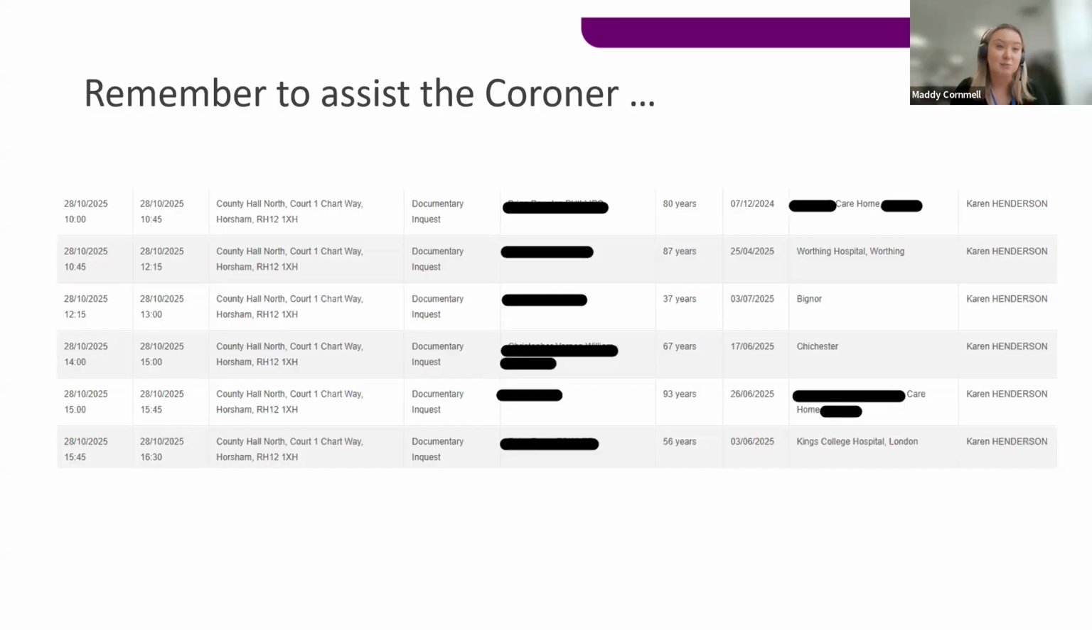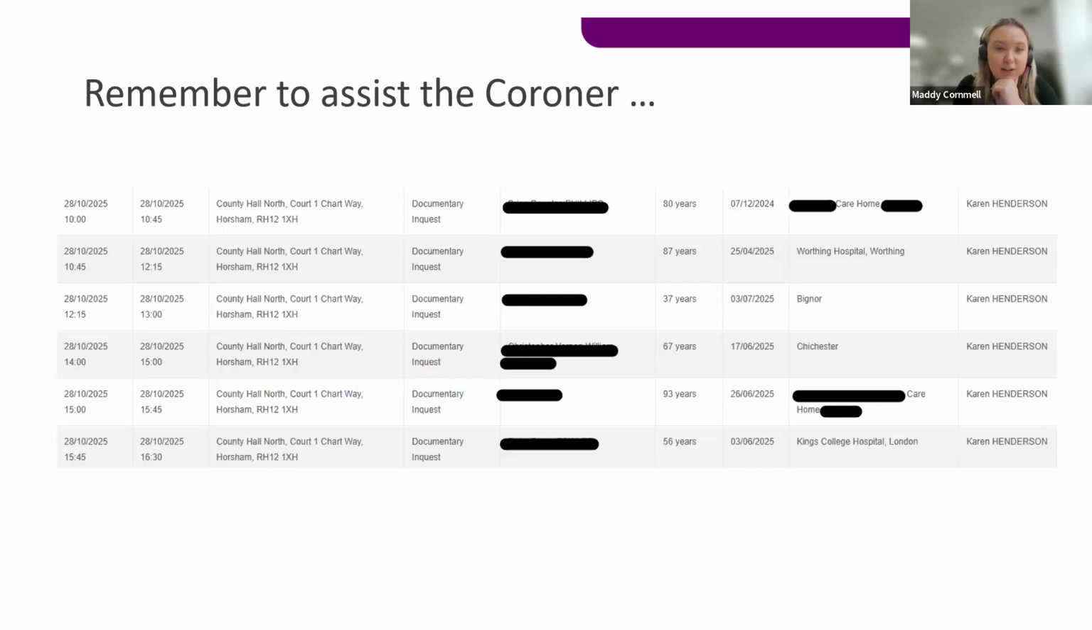And another thing to remember is a lot of coroners actually work part-time. These aren't most coroners' full-time jobs. So we do need to assist them. They don't have time to decipher things that are illegible or don't make sense. They can't be detectives. Our job is to assist them as much as we possibly can.